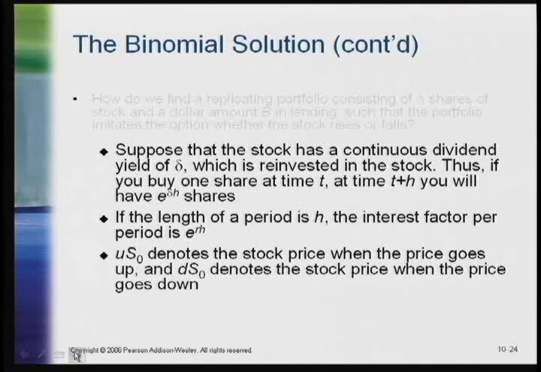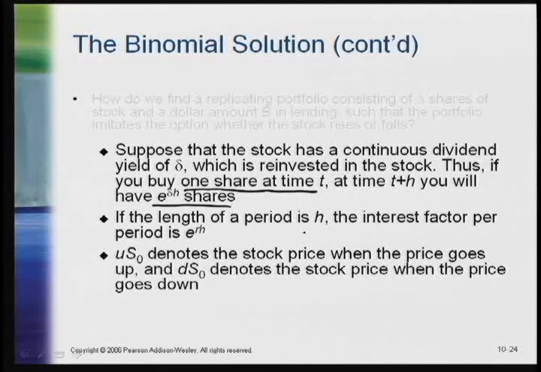So we're going to assume that we have a stock that pays a continuous dividend. So we'll generalize our model a little bit. And we'll assume that as continuous dividends are paid, they're reinvested instantaneously in new stock. So we've seen this before. If we buy one share at time t plus h, we're going to have more than one share. Namely, we're going to have e to the delta h shares.